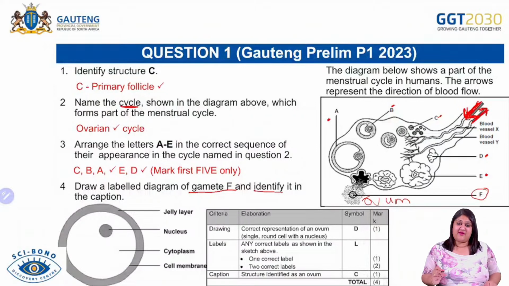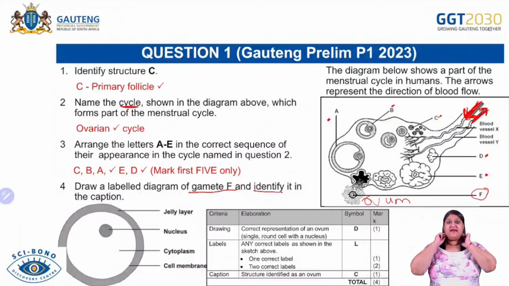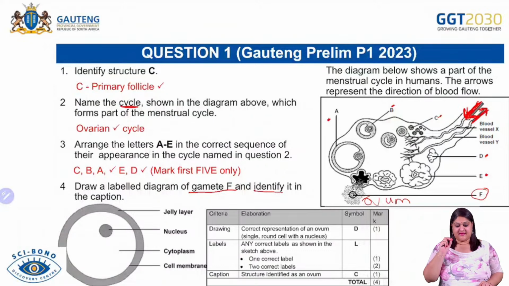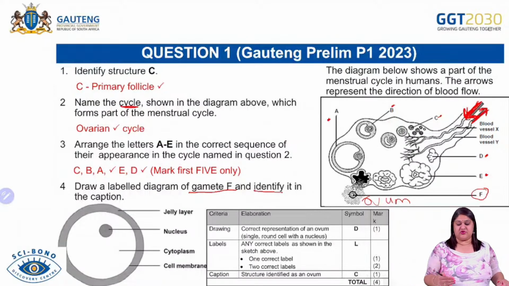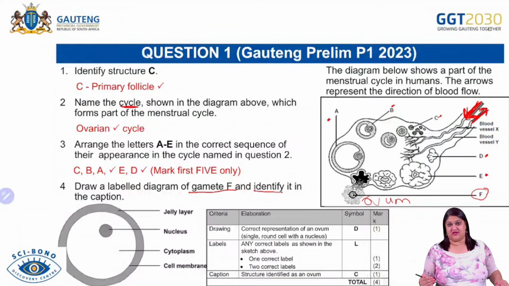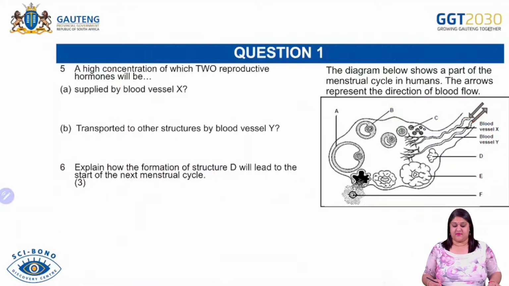That was another place where learners went wrong. If they had asked you, draw a labeled diagram of gamete F, then as your caption you can say gamete F, and you could get a mark for the caption. But here they told you identify it in the caption, which means that you needed to identify your drawing as an ovum in order to get the mark. A high concentration of which two reproductive hormones will be supplied by blood vessel X?